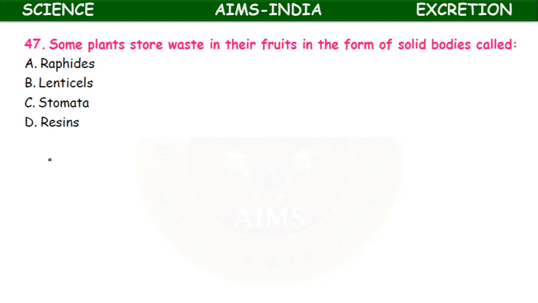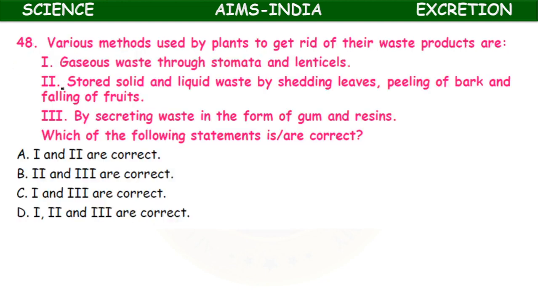Some plants store wastes in their fruits in the form of solid bodies called raphides, lenticels, tomato, resins. So they store waste in the form of solid bodies in the fruits, so it is raphides. The various methods used by plants to get rid of their waste products are: number 1, the gaseous waste through stomata and lenticels; stored solid and liquid waste by shedding leaves, peeling of bark and falling of fruits; or by secreting waste in the form of gum and resins.